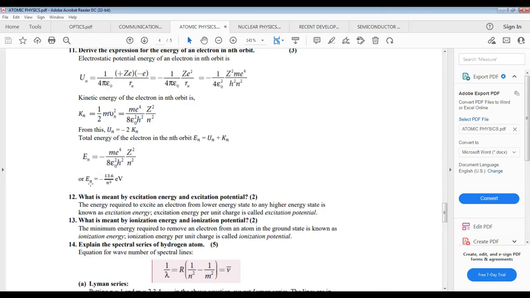Suppose if you want to find it in the first orbit, substitute n is equal to 1. So minus 13.6 by 1 electron volt. n is equal to 2, minus 13.6 by 4. So the energy always increases as we go from lower orbit to higher orbit.